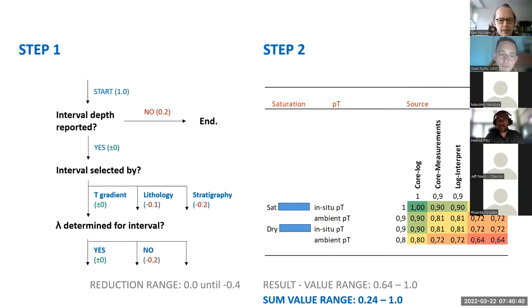I think we could discuss the ratings as well. Because if an interval is selected by temperature gradient, it implies that it was selected because it has a constant temperature gradient in this interval. So this is what is standing here. And if it's selected by lithology, then it's just because it's a limestone interval, perhaps. If it is really composed of only one type of rock and is a very homogeneous limestone interval, then it would be okay as well, assuming that we do not have a high-resolution continuous temperature log. So this is why we come here.